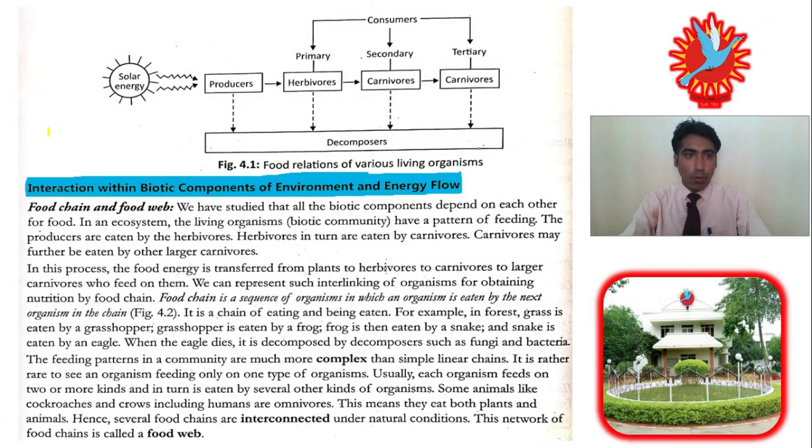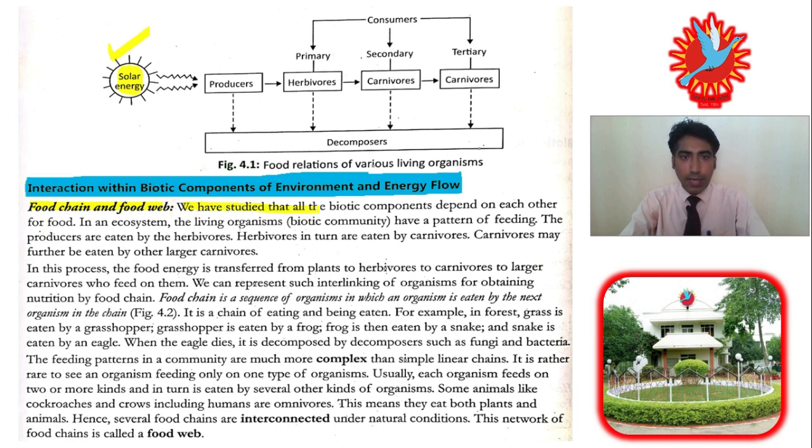So dear kids, now we are going to discuss the interactions between the biotic components of the environment and energy flow. As you know, the sun is the prime source of energy for our earth or for any kind of ecosystem. So what happens during the interactions among the biotic components? We will try to understand the interaction of biotic components by food chain and food web. What are these terms? Let's discuss.